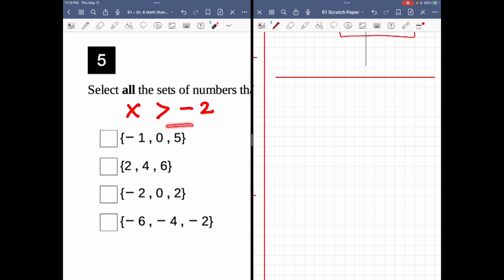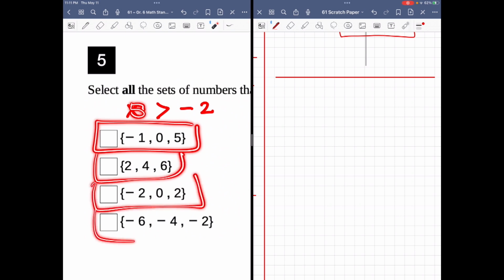So for each line, we need to test every single value against x and see if it gives us a true statement. So for this first line, instead of x is greater than -2, we're going to try -1 is greater than -2. Then we'll try the 0. Is 0 greater than -2? And then finally we'll test the 5. Is 5 greater than -2? So let's start off with this first line here, and then we'll do every line after that as well.